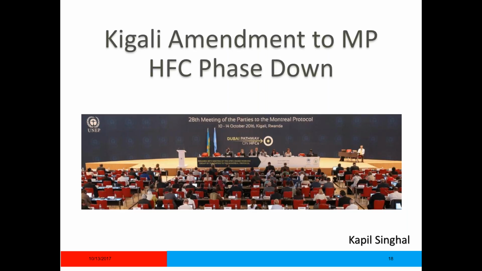Now coming to another important topic, which is the Kigali Amendment to the Montreal Protocol. This was the 28th Meeting of the Parties to the Montreal Protocol, which happened in Kigali, Rwanda. On 15th October, it was accepted to adopt the Kigali Amendment to bring HFCs under the Montreal Protocol.